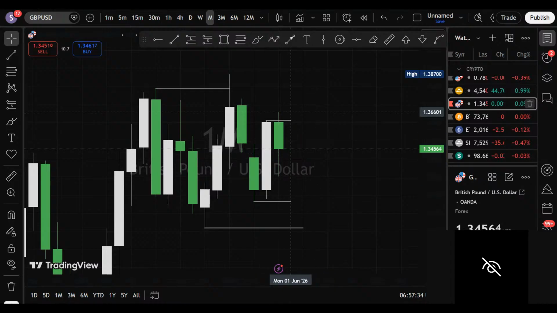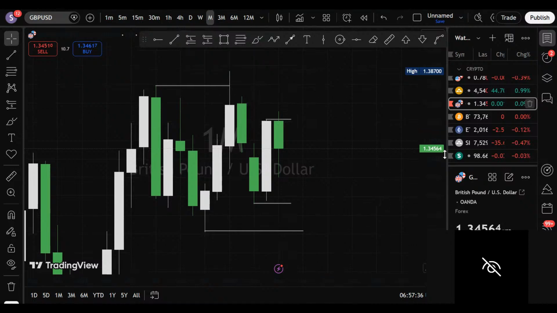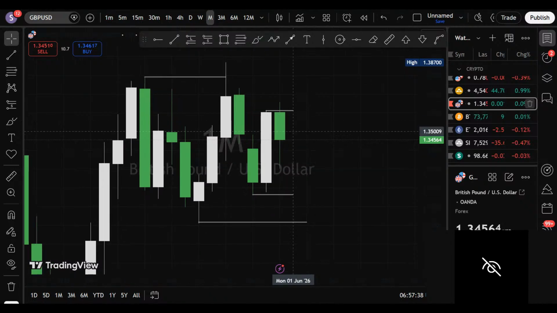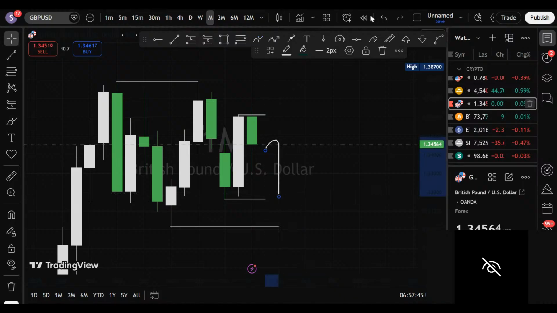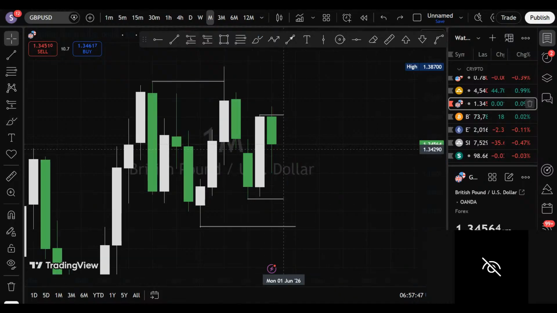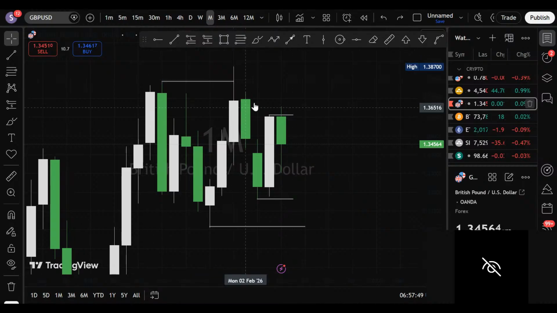From the way the month of May closed, it's showing me that the month of June will be bearish. I'll be looking for more sell opportunities to the downside for the month of June. So I start by marking my key levels on the higher time frame. These are my key levels on the higher time frame.